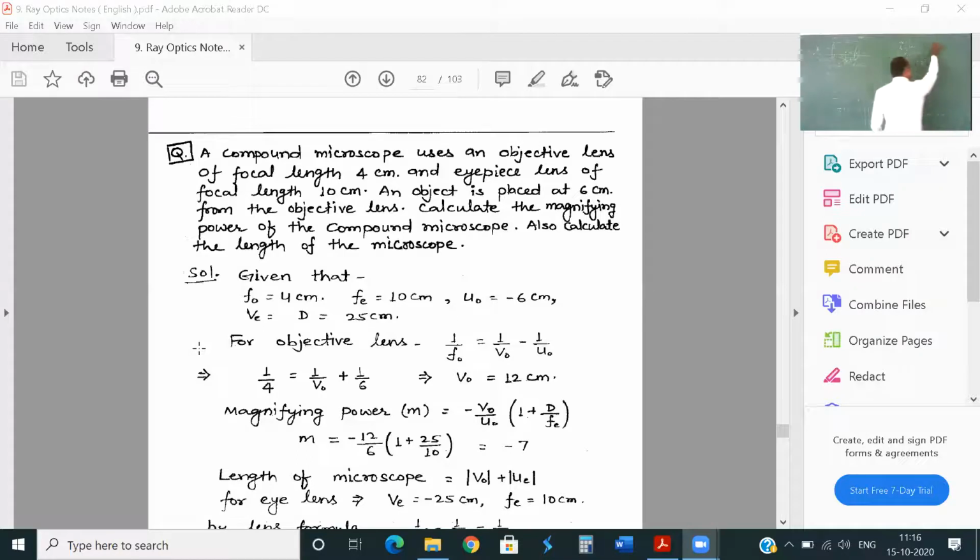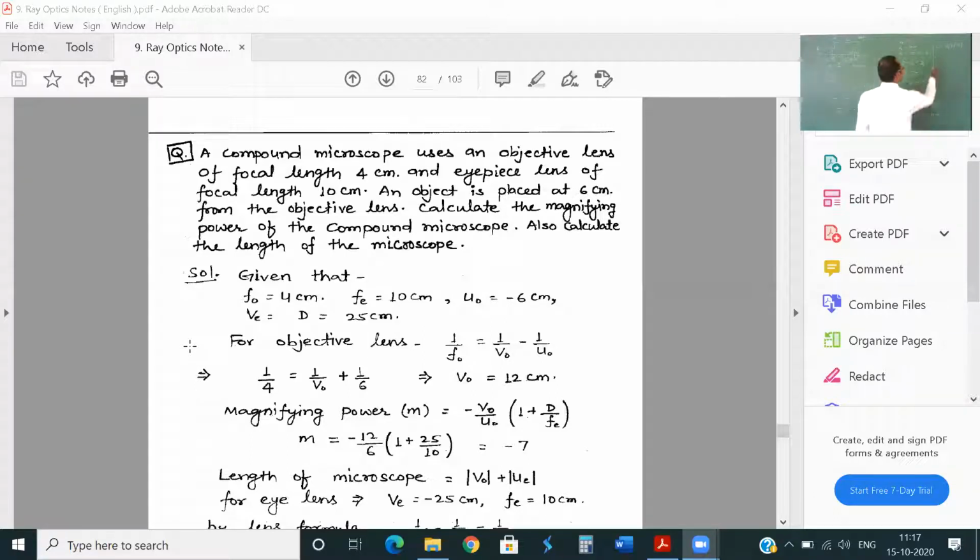Now I want the length of the tube, the length of this compound microscope. That is V naught plus modulus of UE. Why modulus of UE? If you write UE here, you will get minus 7.14, which means you will subtract it. No, we should add these two, just the numbers. The negative sign only indicates that the object for this lens is on this side. That is the meaning.